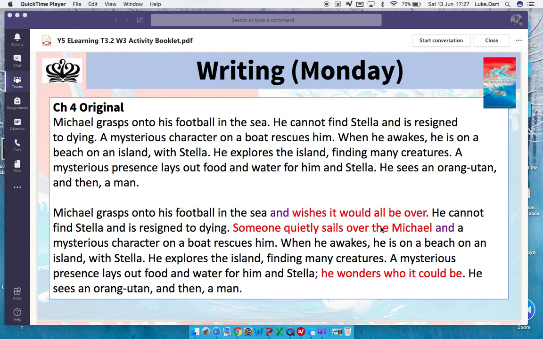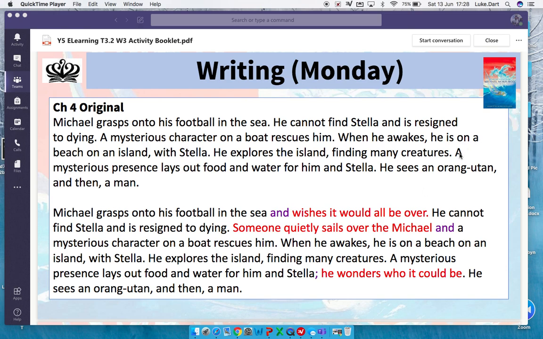So I've added a simple sentence. Someone quietly sails over to Michael. I've added a conjunction, and, to the former simple sentence to create one compound sentence. Starting to make a bit more sense? Let's have a look at one more example.